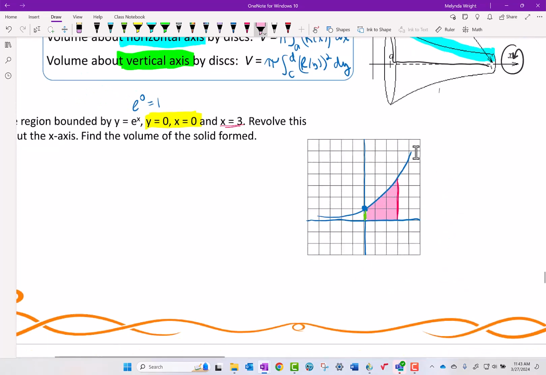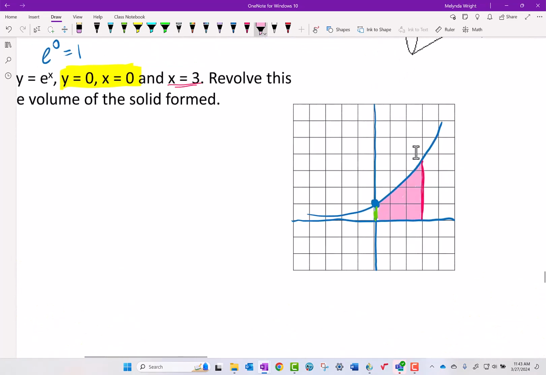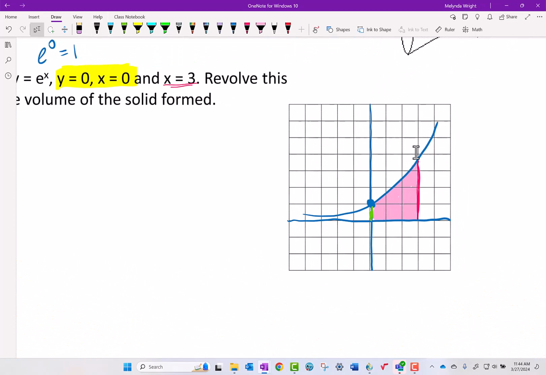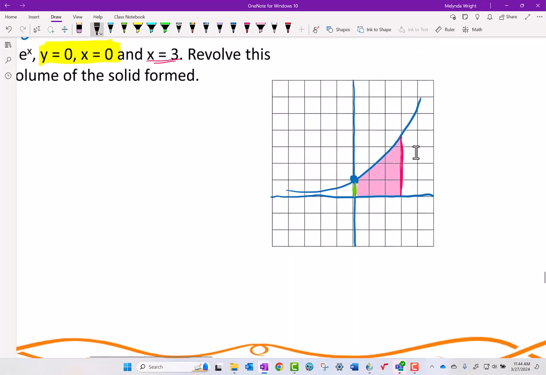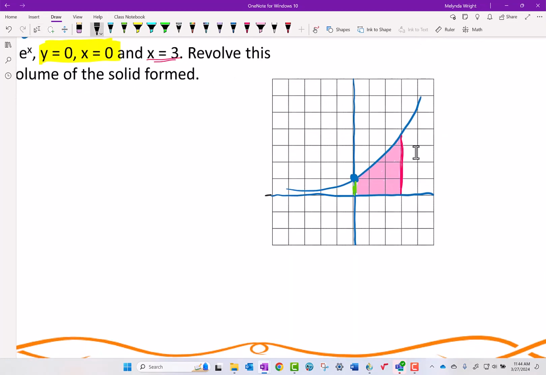Now, they want us to rotate about the x-axis. So I typically draw the axis of rotation with a dotted line. You don't have to do that if you don't want to, but I usually do. And I usually put this little circle-y thing. This shows the axis that I'm rotating around. I just like a circle with an arrow. That's the notation I use. You don't have to use that notation, but that's just telling me that that's where I am rotating.